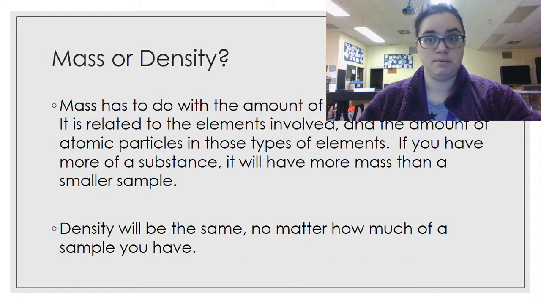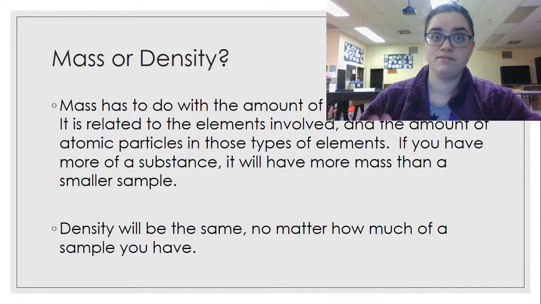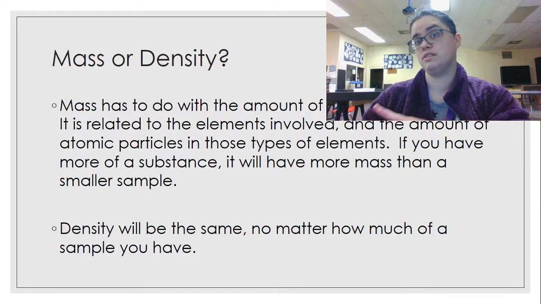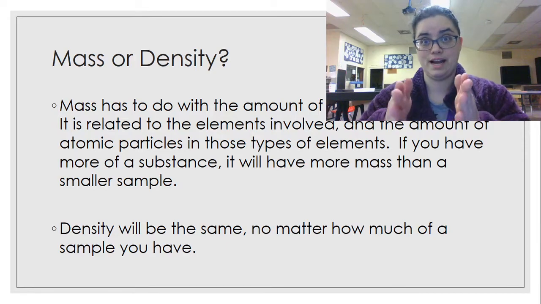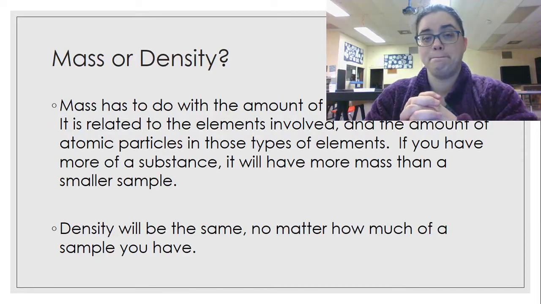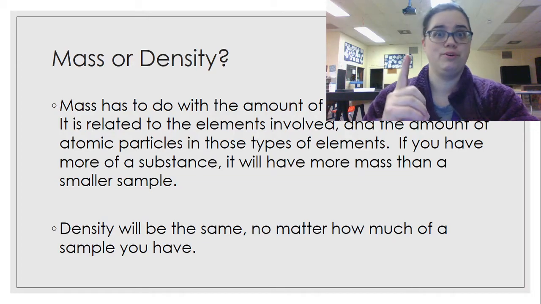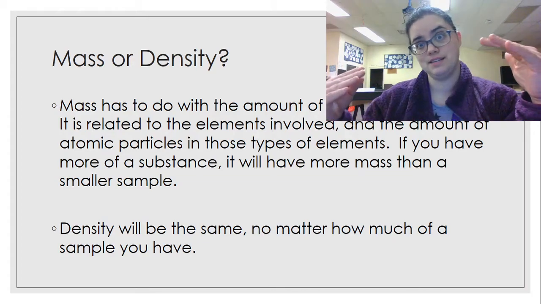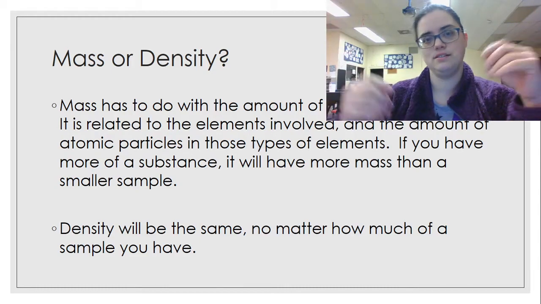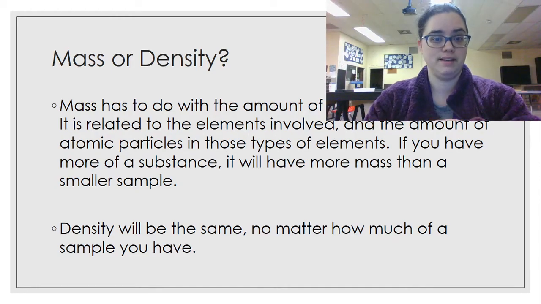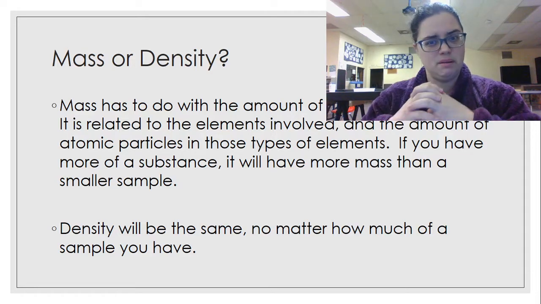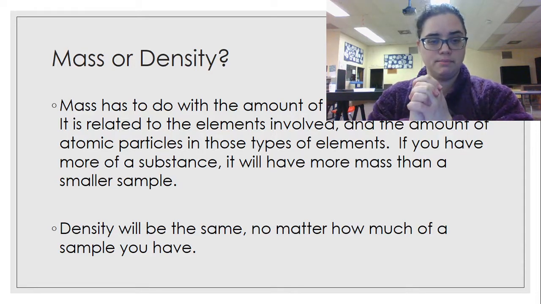Mass has to do with the amount of material in the sample. It's related to your elements involved. It's related to the amount of protons and neutrons that you have in your actual atoms. Something like hydrogen, which has one proton, one neutron, is very light, not very dense. But something like gold is going to be a lot more dense. It has more mass in a smaller sample.